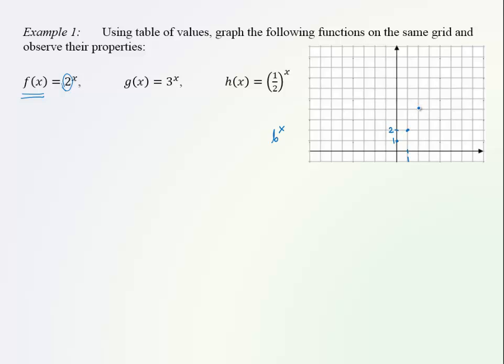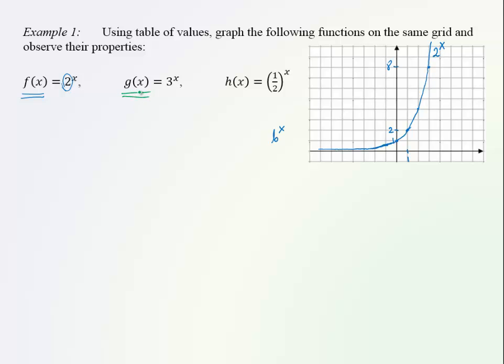At 2, it will be 4. At 3, it will become 8. At negative 1, 1/2, 1/4, and closer to 0. So the graph looks somehow like this and grows very fast up. Okay, so that's 2 to the x.